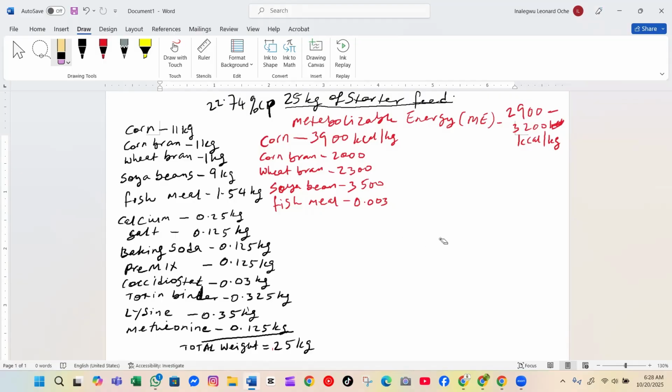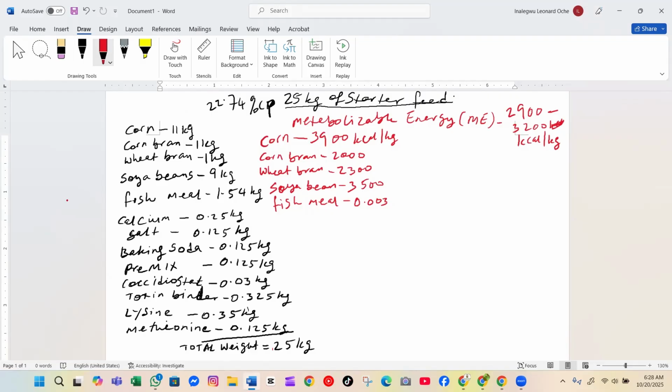Okay, so it will give us 0.003 kilocalories per kilogram, right? So these are the energy values of the raw materials in our feed formula. We are testing to see if the metabolizable energy is okay, just like the way we tested to see if the crude protein was okay in our last video. So we'll do the same here.